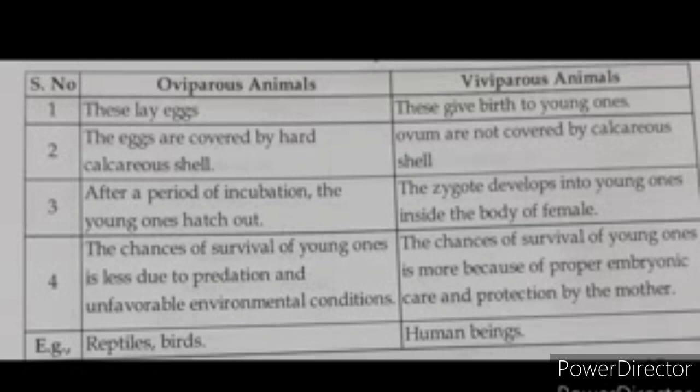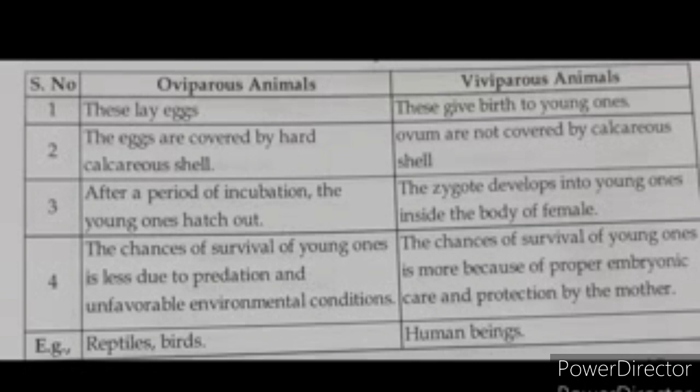Oviparous animals lay the egg outside the body of the organism, in an external medium. Examples are reptiles and birds. The fertilized eggs are covered by a hard calcium shell, called a hard calcareous shell, and are laid in a safe place in the environment. After a period of incubation, the young ones hatch out. These are the characteristics of oviparous animals.